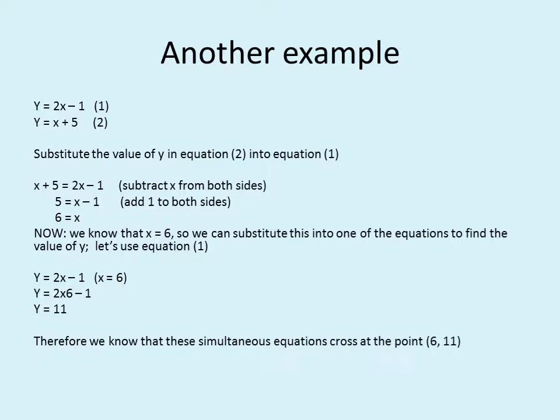So we can substitute this into one of the equations to find the value of y. We could use either, but let's use equation 1. So the equation is y equals 2x minus 1. And we've said we know that x equals 6. So what's the value of y when x equals 6? We've got 2 times x. Well, that becomes 2 times 6 when we substitute 6 in wherever we see x. 2 times 6 minus 1. 2 times 6 is 12, minus 1 is 11. So therefore, we know that these simultaneous equations cross at the point 6, 11.